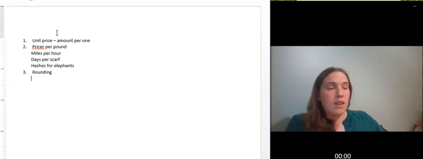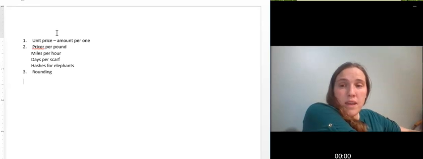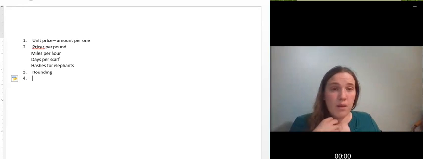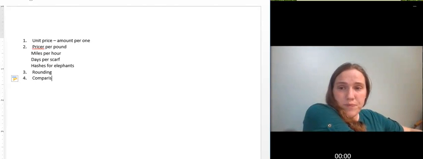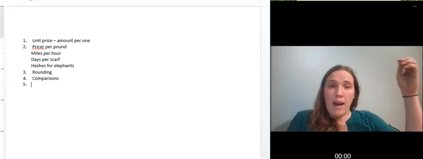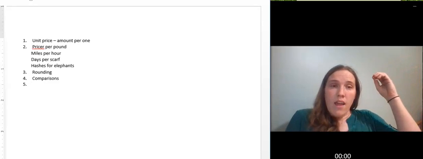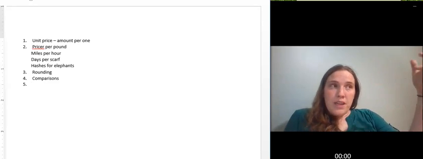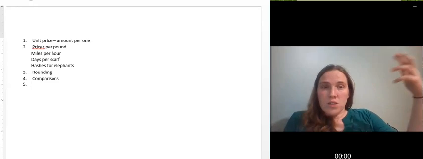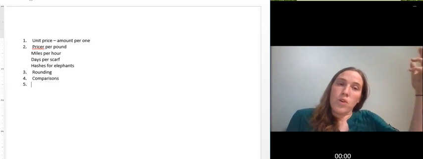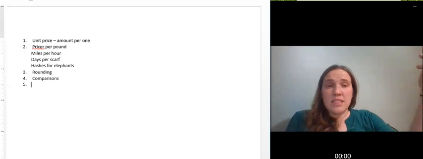Okay, the fourth big idea that I want to talk about is comparisons. Comparisons are all about: is it bigger or smaller? Is it faster or slower? Is it more or less? It's not always going to use the word compare, but it will be implied.